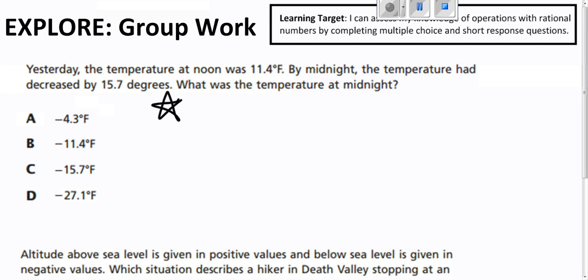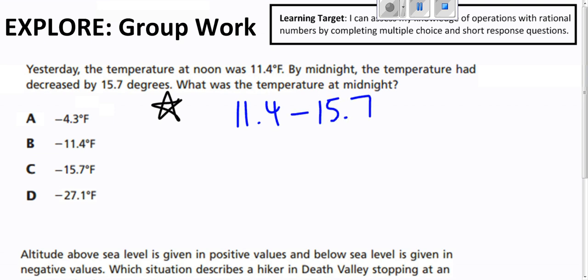Yesterday, the temperature at noon was 11.4. By midnight, the temperature had decreased by 15.7. So if it was only at 11 and it decreased 15.7, we're going into the negatives. What was the temperature? So I need to do 11.4 minus 15.7.